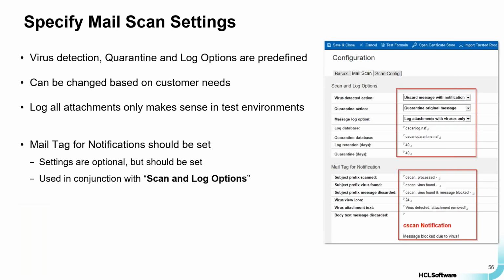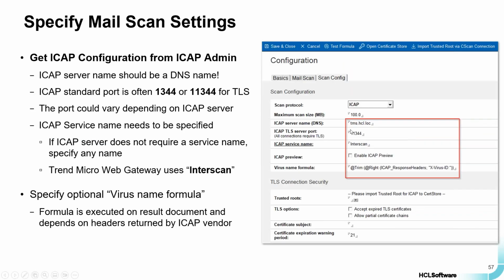You specify configuration settings like scan options, tag options, log options. Then you specify settings. So what is the server name? What is the TLS port? How is the ICAP service name called? And some other details here, right? If you have specific requirements for a virus, a detection formula to show the virus name based on the header.